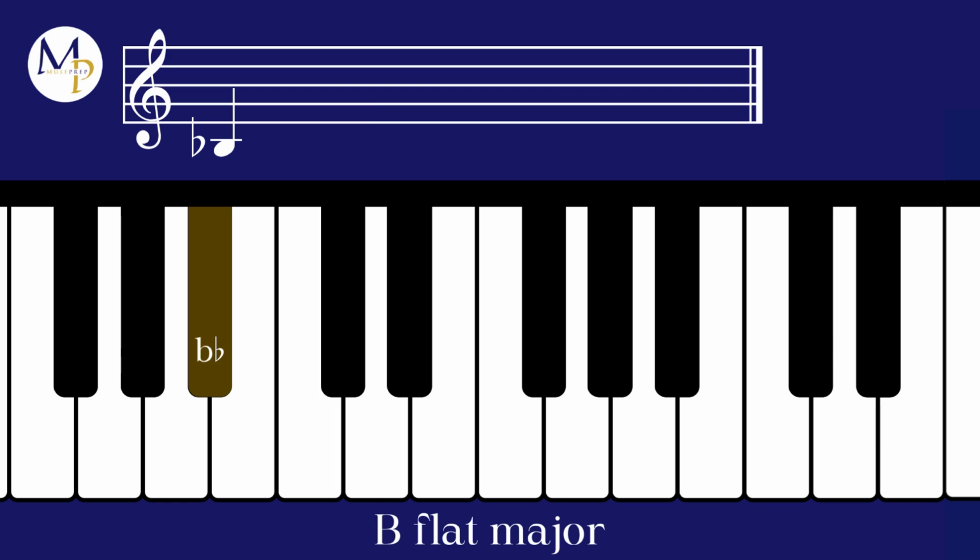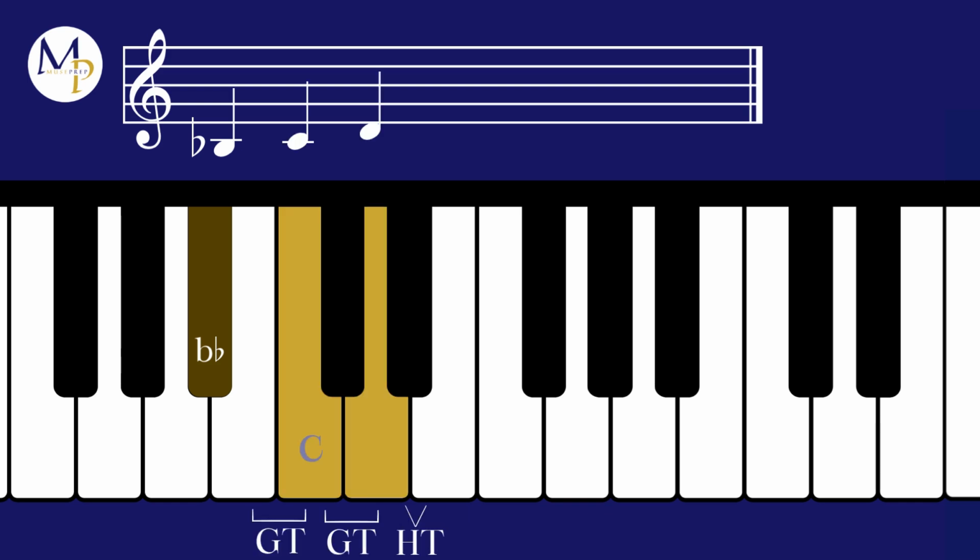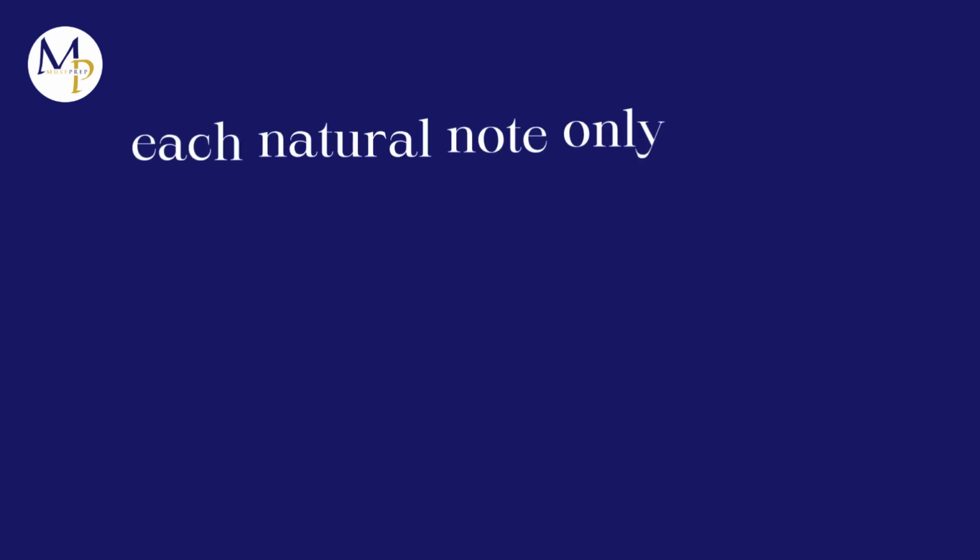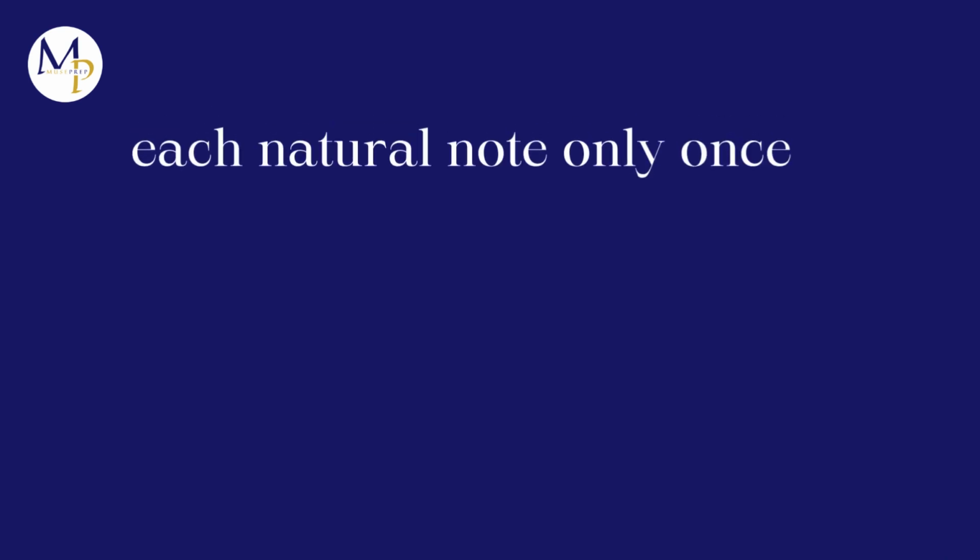For example, in a B flat major scale, there is a half step after the 3rd degree, D. But instead of writing D sharp, we write E flat, because the next natural note after D is E, and each natural note appears only once in the major scale, even if it is altered by an accidental.